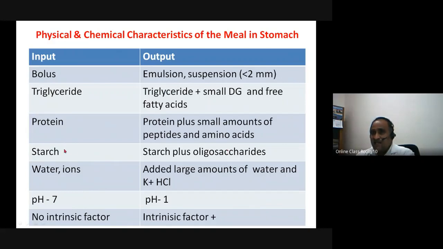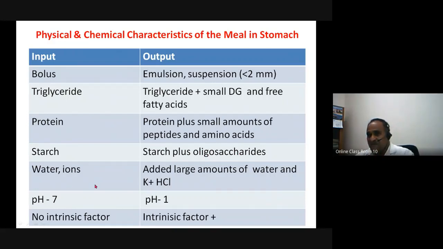which converts them into peptides and amino acids. The starch digestion, which has started by the salivary amylase present in the bolus, continues inside, but outside the bolus layer, once it is mixing with the acid, the optimum pH for the salivary amylase is about 6.8, whereas the pH of the gastric juice is 1 or even less. So you can see that it does not favor starch digestion. However, whatever has been initiated, a small fraction of oligosaccharides must have formed.